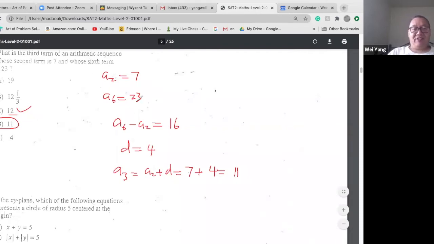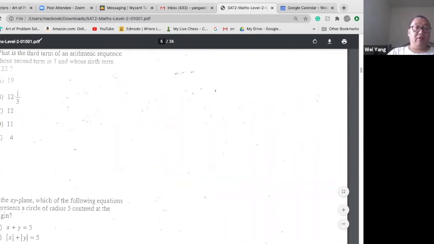Say A6, that's 23. 23 minus A2, 7, you got 16. 16 divided by 4, yes, gives you the common difference, that's 4. Then they ask you the third term, right? Third term will equal second term plus the common difference. So 7 plus 4, the correct answer should be 11. D is correct. Okay, this one is correct.